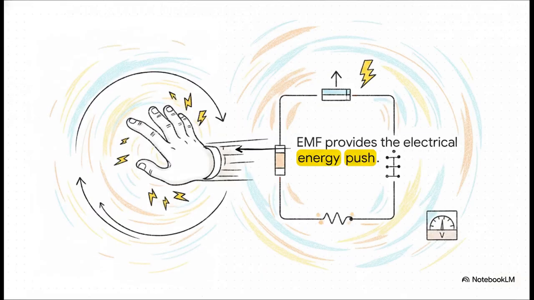Our second key ingredient is electromotive force, or EMF. Now, despite its name, EMF is not actually a physical force. Instead, think of it as the electrical push that we measure in volts. It's the energy supply that drives electrons through our circuit. And without this EMF push, well, no current flows, and zero electrical energy is transferred.